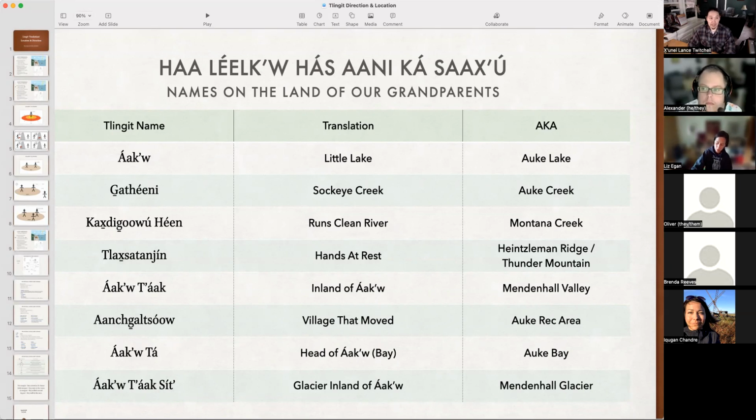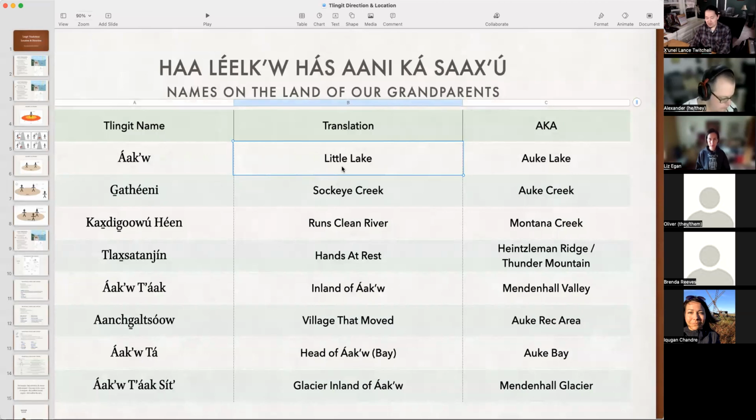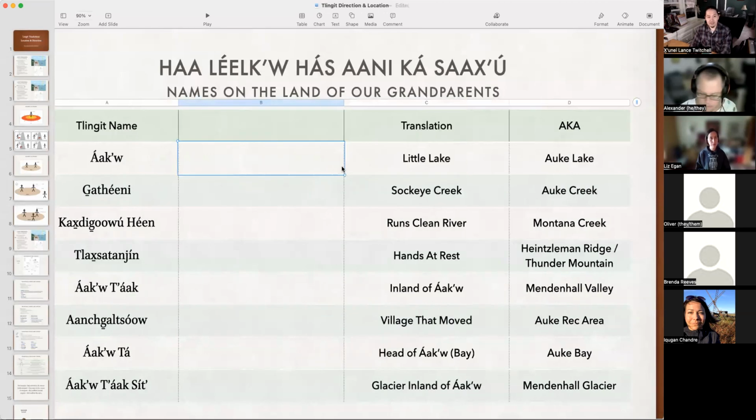So you could be Tlingit, but still not be áax'w. And you could be non-Tlingit by birth, but be áax'w if they brought you into the clan. And so we're going to start with that name, and then I think I'll create another category right here. So let's see.